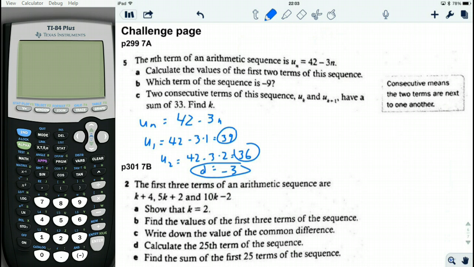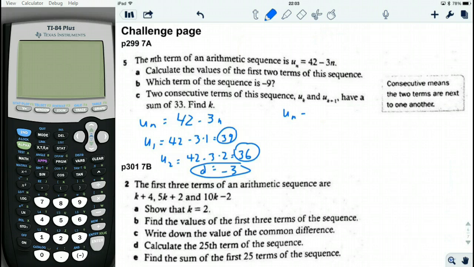Which term of the sequence is negative 9? Remember the formula: u_n equals u1 plus n minus 1 times d. They're saying which n corresponds to negative 9. Negative 9 equals u1, which we know is 39. But we don't have to use this formula. We could actually use their formula. Why don't we do that? Because I think that's what they expected us to do. So, which term of the sequence is negative 9?